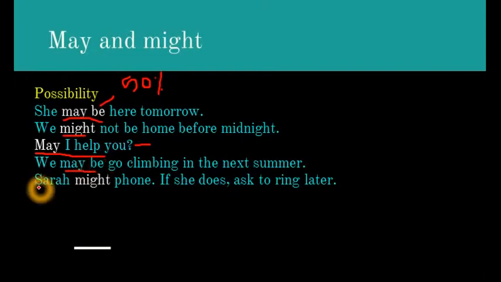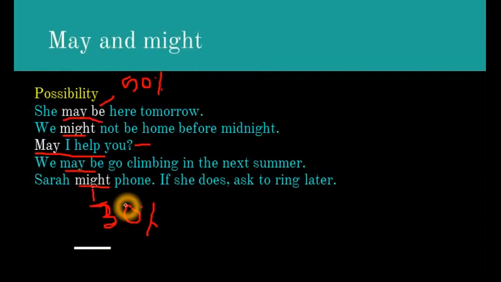Next example, Sarah might phone. In this example, the speaker is using might. So maybe the speaker is expecting very little chance, maybe 30% or less. Therefore, may deals with situations that are possible or could be factual. Therefore, the chances are more. And might deals with situations that did not actually happen. It suggests something not necessarily real or true, or it suggests very little chance.